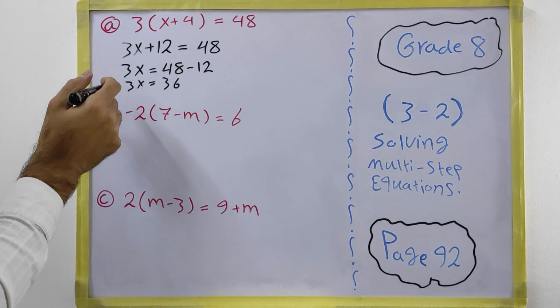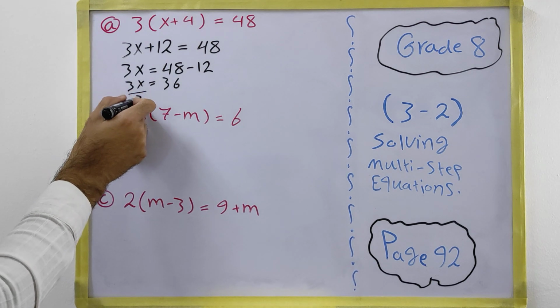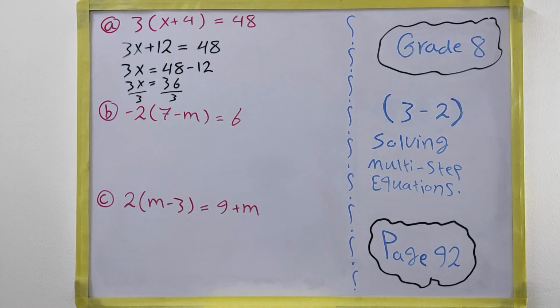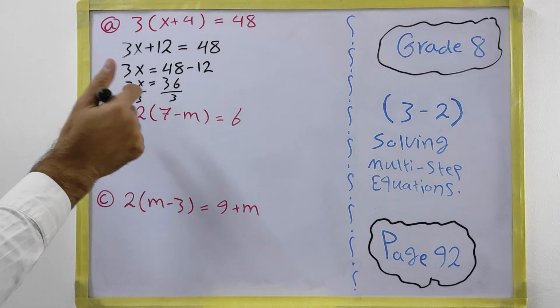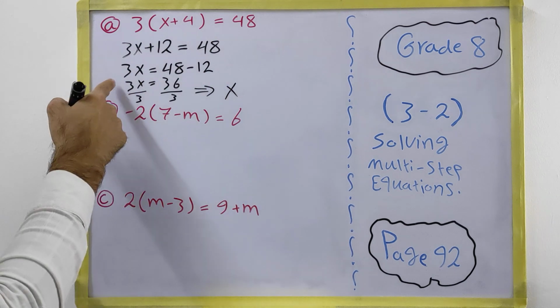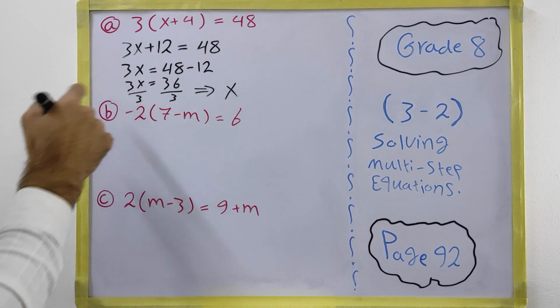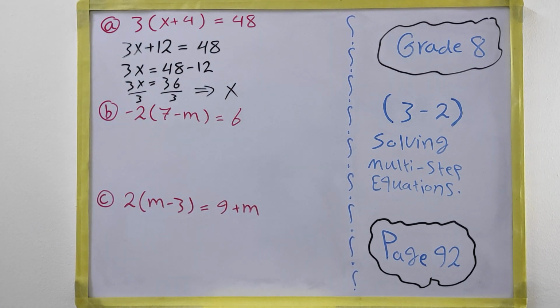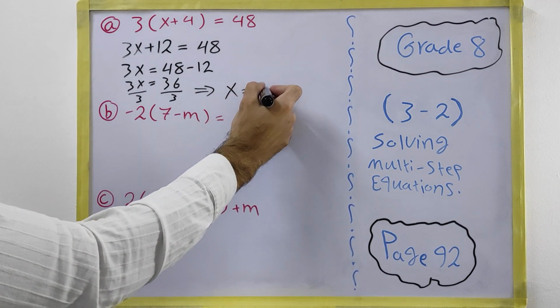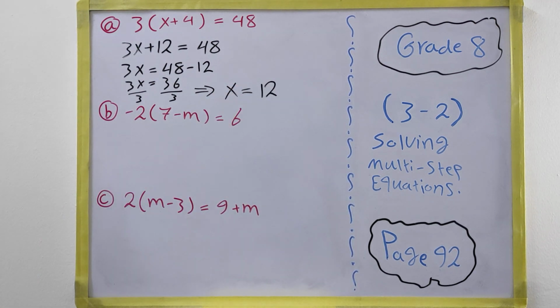Whichever number we have with the x, we divide both sides by that same number. It's 3x, so we divide by 3 on both sides. Then 3 divided by 3 is 1x, and 36 divided by 3 equals 12. This is the value of the unknown: x is 12.